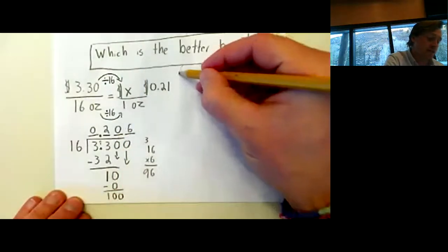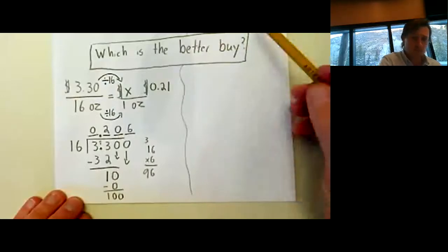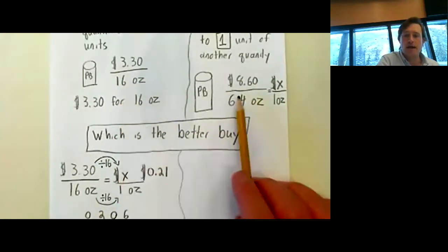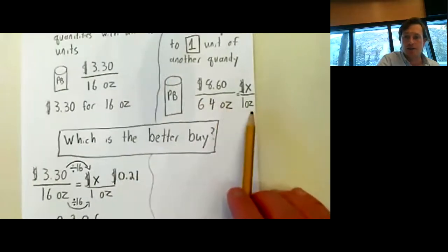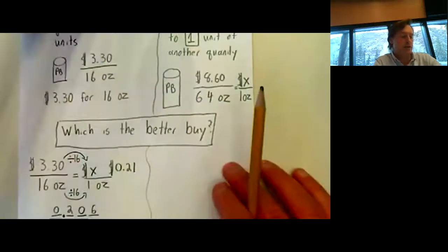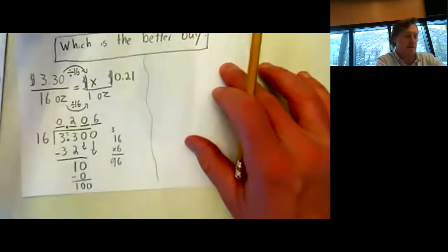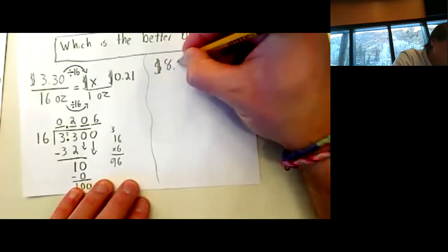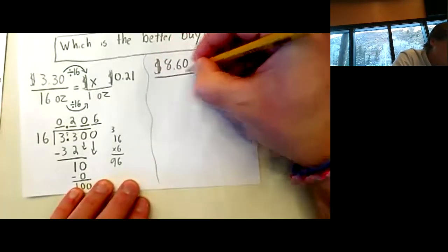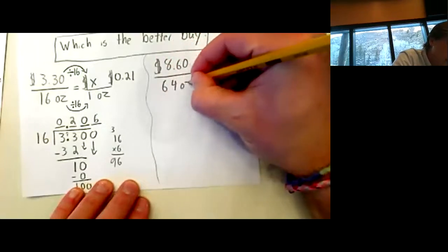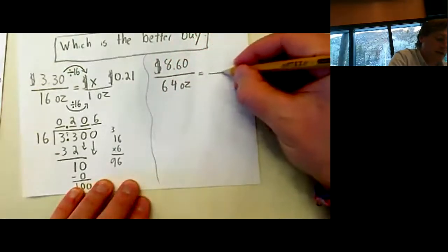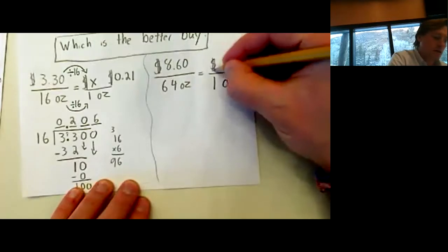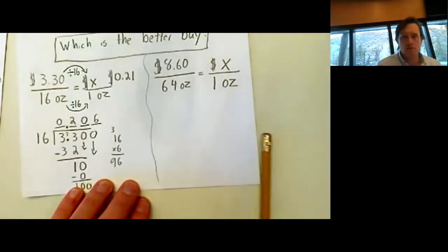Okay. And we're going to do the same thing now to what we had up here. So we got our unit rate for this one. Now we're going to find the unit rate for this one, and we already set it up this way, so I'm just going to copy that back down. So I got $8.60 for 64 ounces, and I need to figure out what 1 ounce is and solve for X, that unknown.